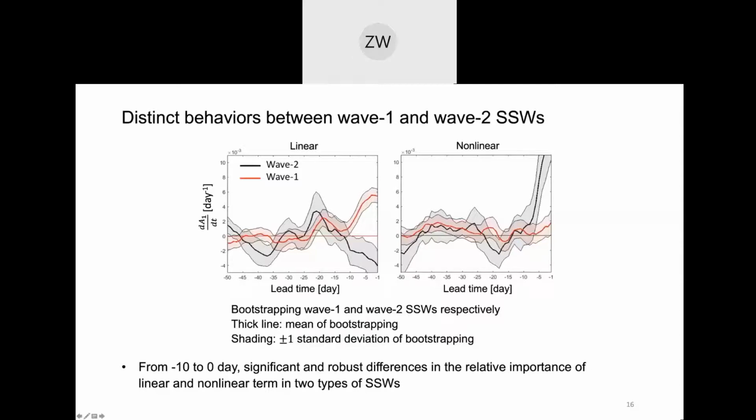And comparing these 2 panels, you can see there's no overlapping in the shading of wave number 1 events and wave number 2 events in both linear terms and nonlinear terms from 10 days before the event. So this demonstrates the distinct behaviors of the linear and nonlinear terms in the wave number 1 and wave number 2 SSWs.